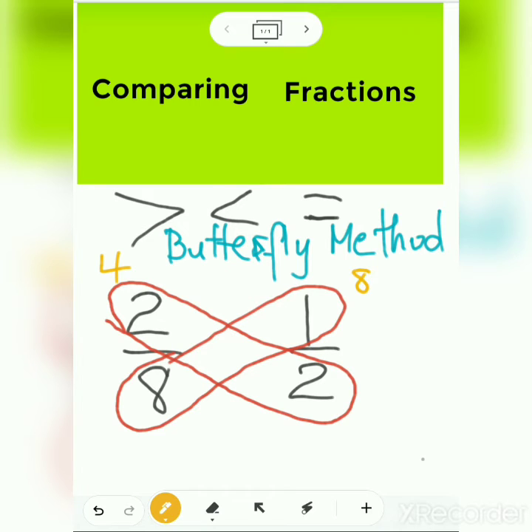So now I have two digits to work with, the number 4 and the number 8. Now let's ask ourselves, is 4 bigger than 8 or smaller than 8? That's right. 4 is smaller than 8. And because 4 is smaller than 8, we can say that 2/8 is less than a half. And so we are going to insert the less than sign here. So 2/8 is less than a half.